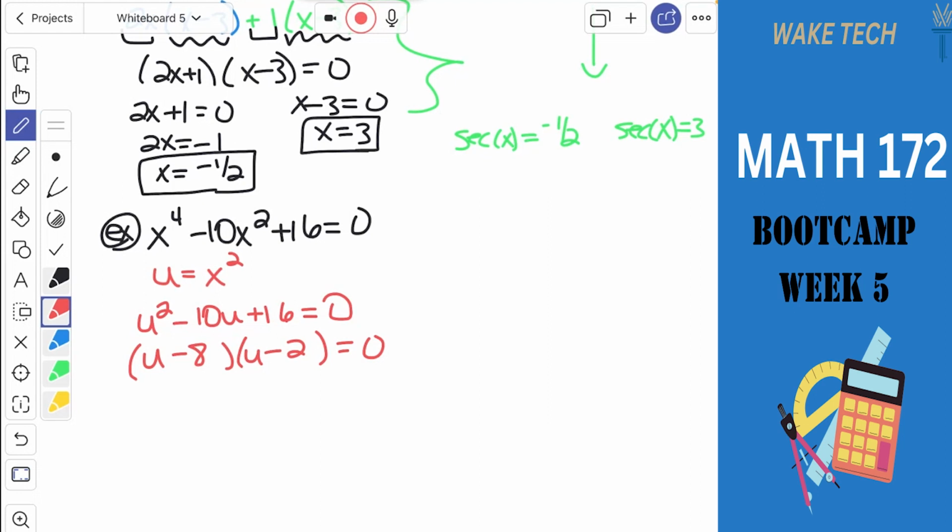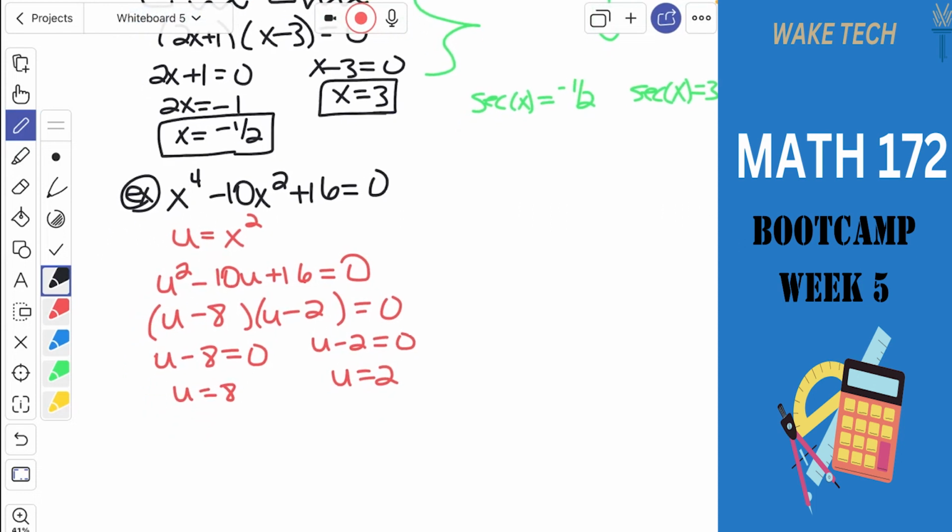From here, as we did with the earlier ones, we can set each factor equal to 0 and solve. We get u equals 8 and u equals 2. If you use substitution, at some point you have to undo the substitution. The instructions would have said solve the equation for x, which doesn't mean solve for u. It literally means solve for x. At the moment, we solved for u.